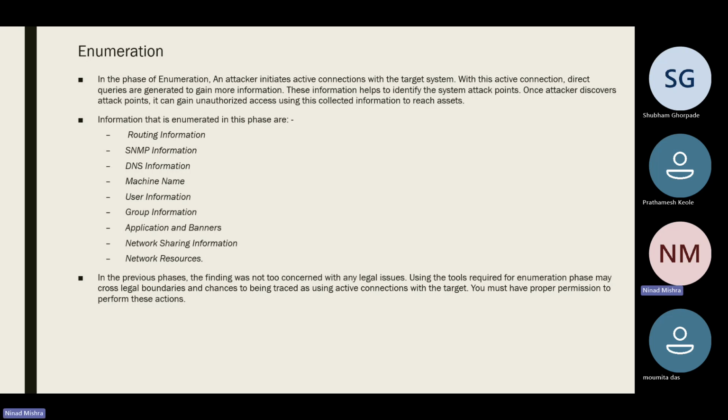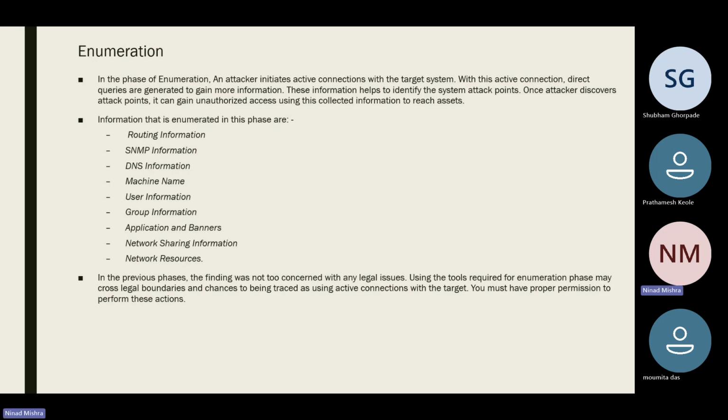Information that is enumerated in these phases are routing information, SNMP information, DNS information, machine name, user group, user information, group information, and application banners, which we already saw, but over here also there are some methods through which that is done. Then there is network sharing information and network resources.